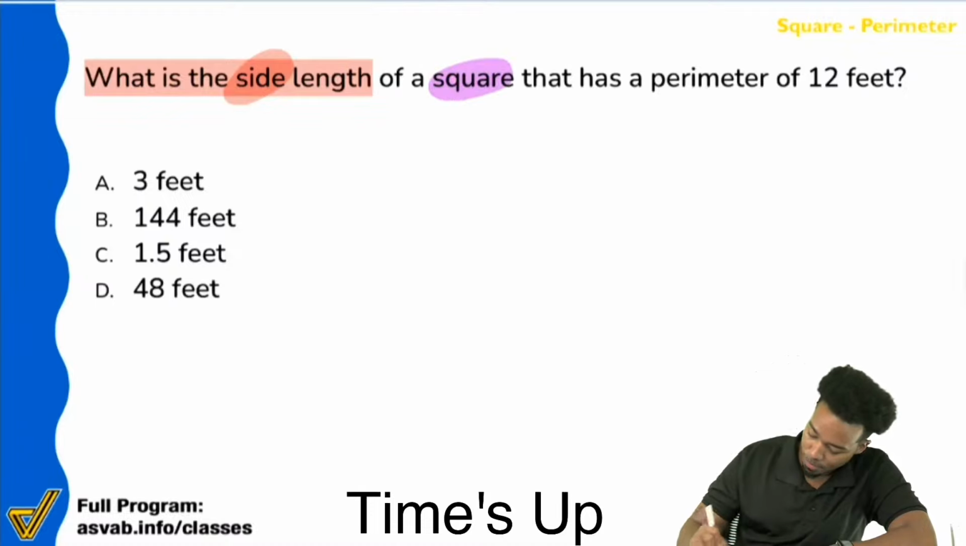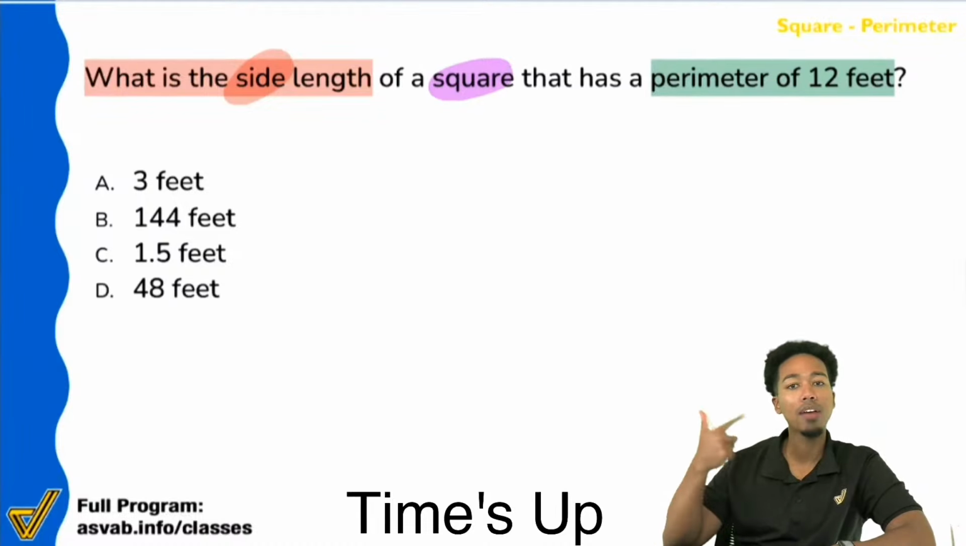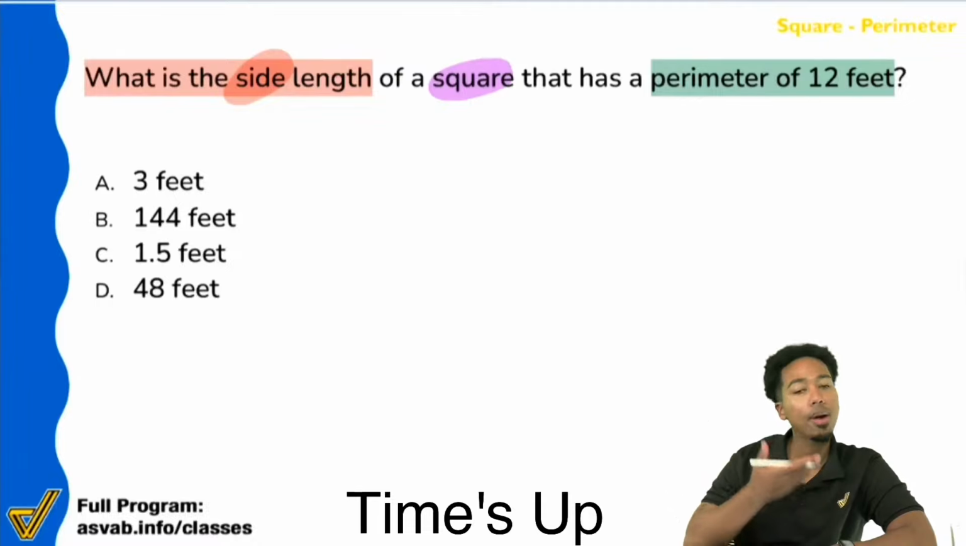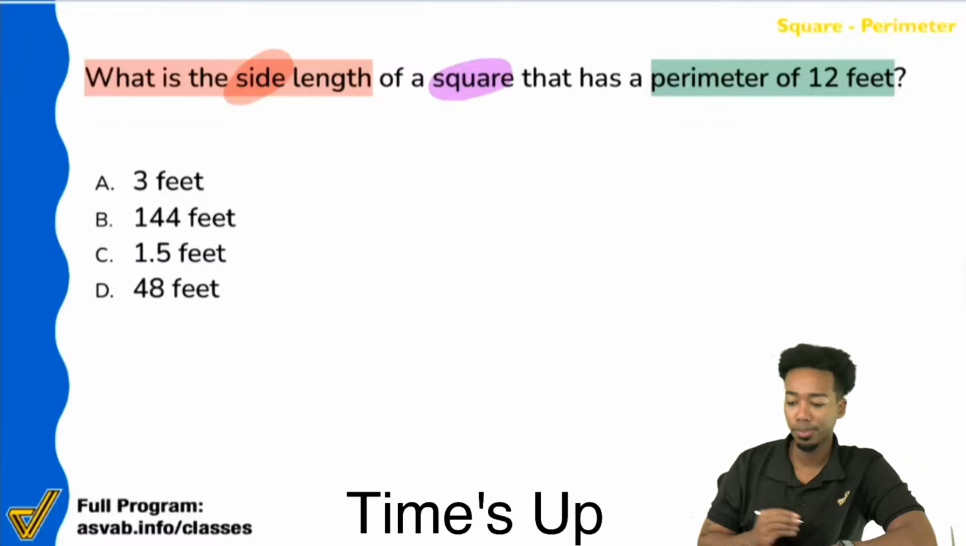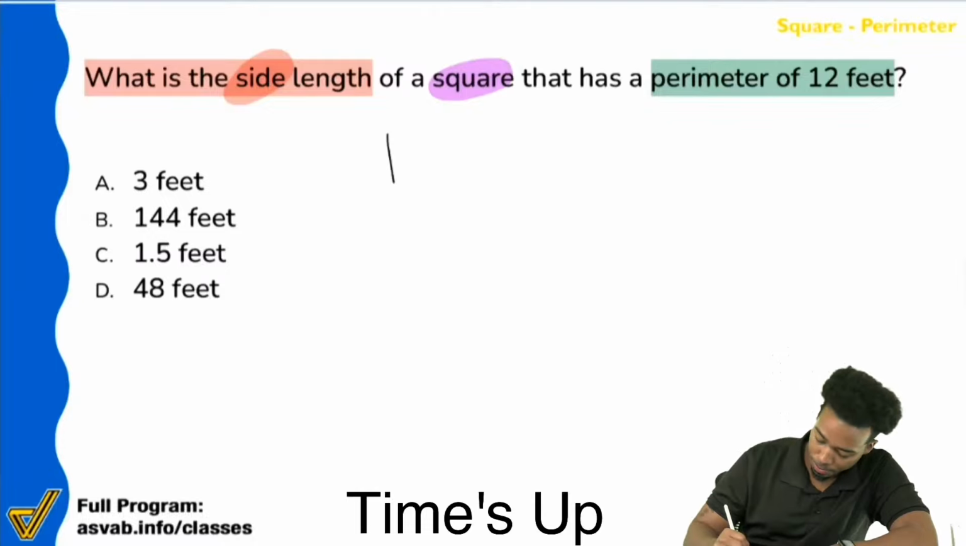And then we see over here more information, perimeter of 12. Booyah. You're looking for the side. You're dealing with a square. You have its perimeter. Immediately regurgitate the formula one more time in the chat box. What's the perimeter of a square? Go. 12 feet, exactly.